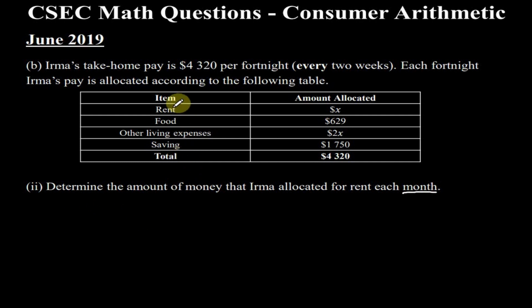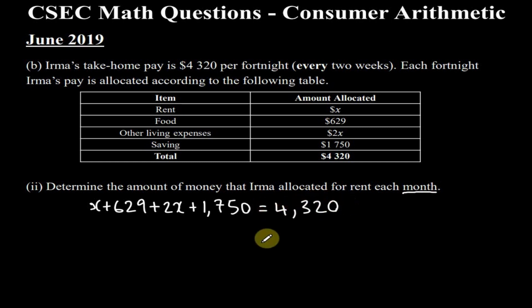Now, the rent, the food, the other living expenses, plus the savings all adds up to $4,320. So it's very easy to come up with an equation here, right? So we know that x plus 629 plus 2x plus 1,750 is equal to 4,320. And of course, I hope that makes a whole lot of sense to you.